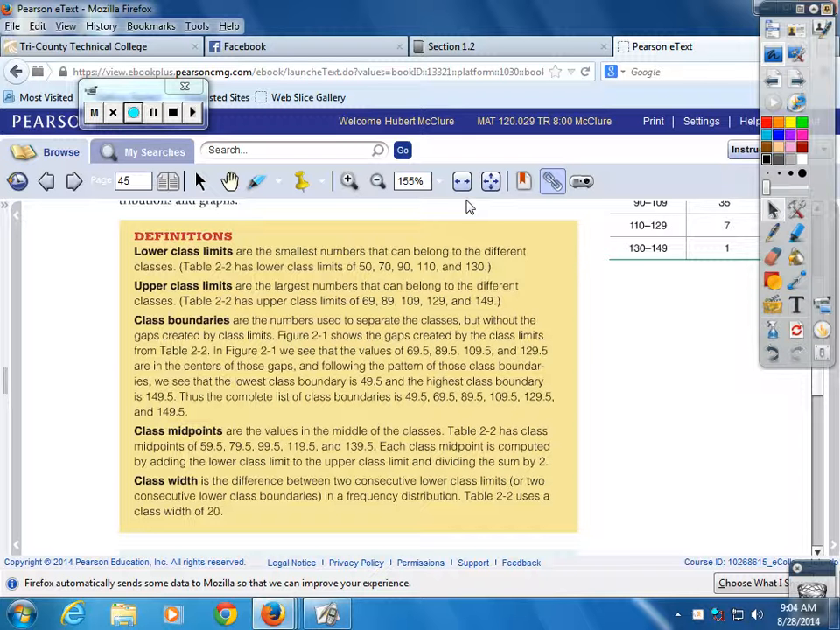Lower class limit, upper class limit. That's real. I'm going to write down an example here in just a minute. I'm going to show you everything on all this. Another reason I don't want you to write the definitions, because the definitions will what? Confuse you.